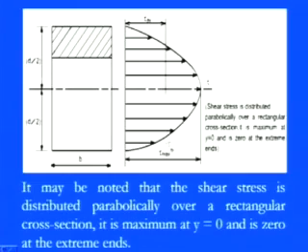So it may be noted that the shear stress distribution is parabolic, as we discussed, for a rectangular cross section. It is maximum at y equals 0, that means at the neutral axis, and the shear stresses are 0 where y is maximum, or we can say at the extreme corner. So this is the kind of shear stress distribution there.